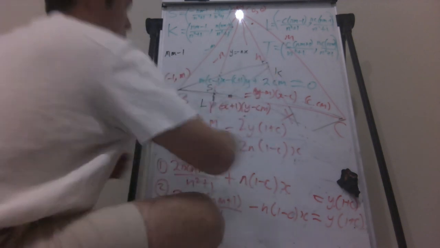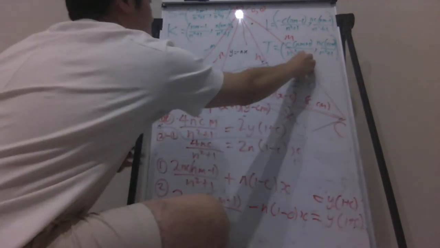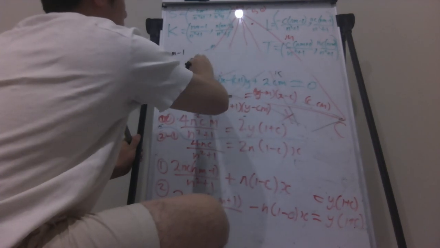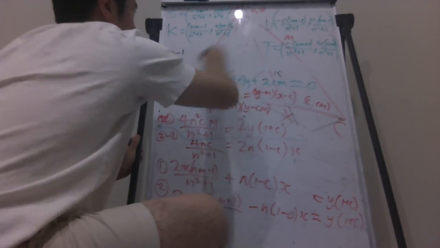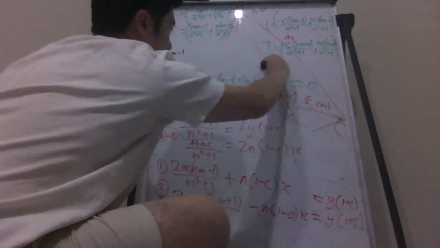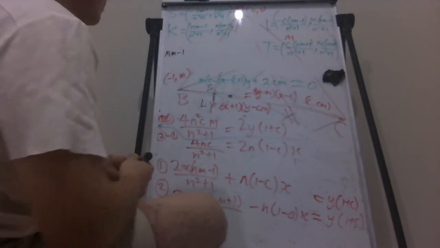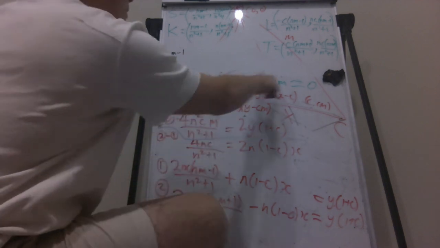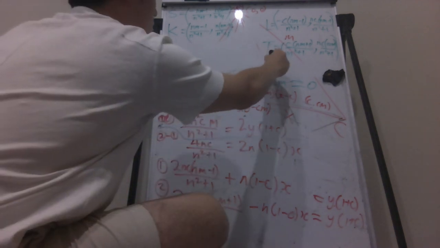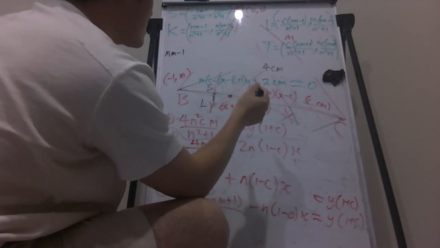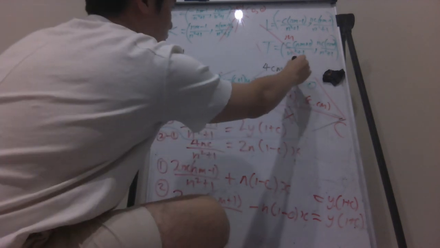Let's just erase some other stuff. Are you with us, Leo? So if you times everything by 2, you get 4cm, and it's supposed to equal 0. That's the equation, yeah?